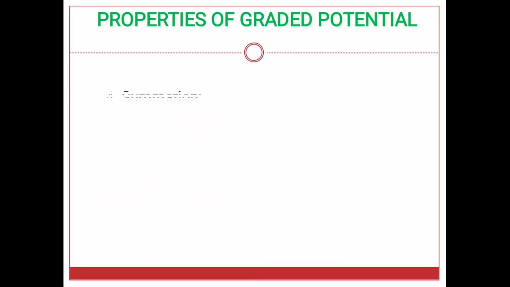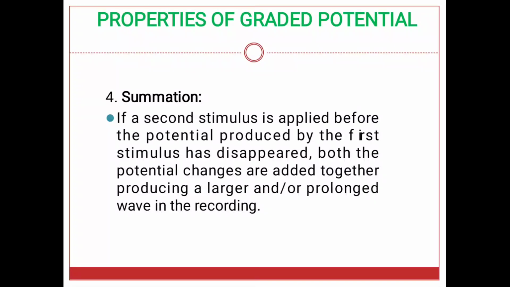The fourth property is summation. Graded potentials can be summated. So what is summation? If a second stimulus is applied before the potential produced by the first stimulus has disappeared, both the potential changes are added together, producing a larger or a prolonged wave in the recording.